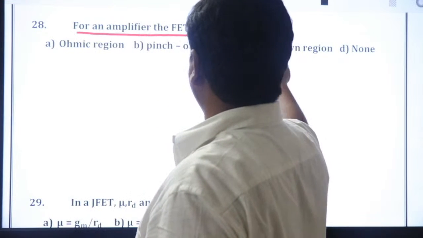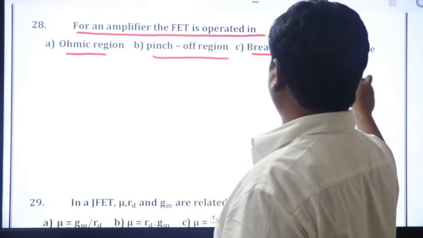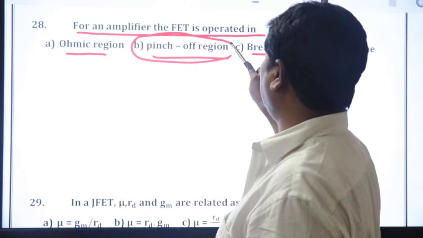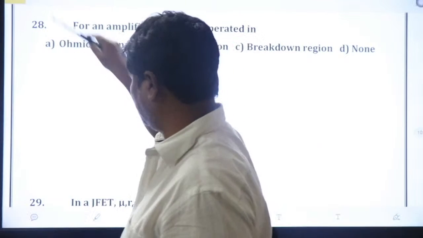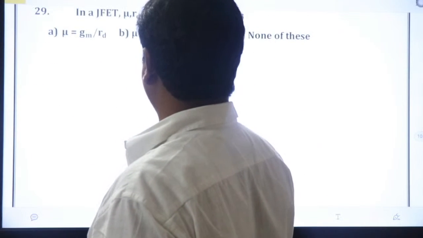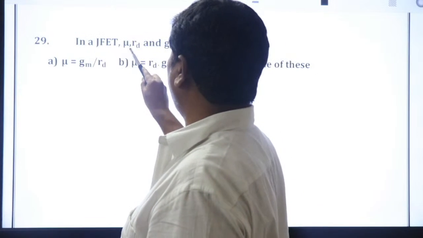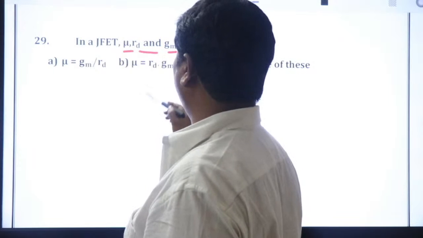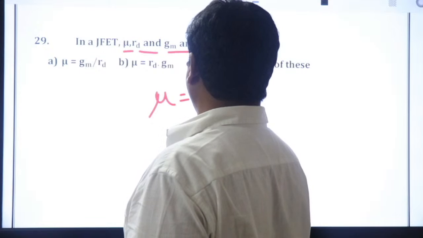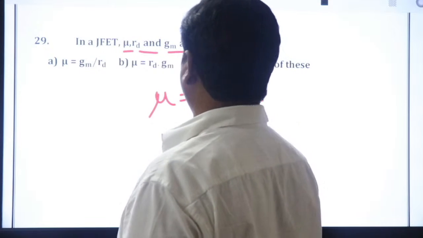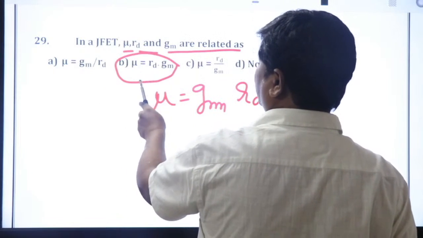For an amplifier, the JFET is operated in which region: ohmic region, pinch off region, breakdown region, none of these? In the pinch off region it acts like an amplifier. I have already given data regarding that. Next, in a JFET, mu, Rd, Gm are related to. Mu is nothing but the voltage gain, Gm into Rd. Mu is nothing but Gm into Rd. This is the gain.